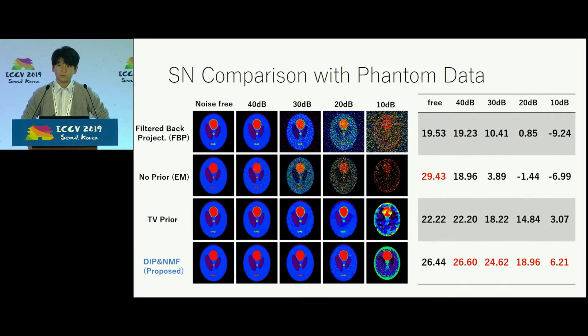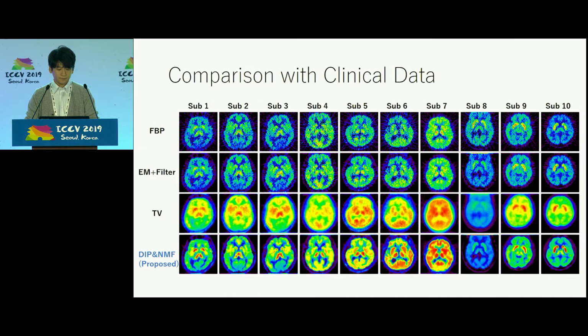This is a quantitative evaluation using a phantom dataset. So we can see the proposed method is much more robust than other existing methods. This is a result of clinical dynamic PET reconstruction. So we can see FBP and EM suffer from noise, and TV regularization obtained blurred images. By contrast, the proposed method is much better than others.